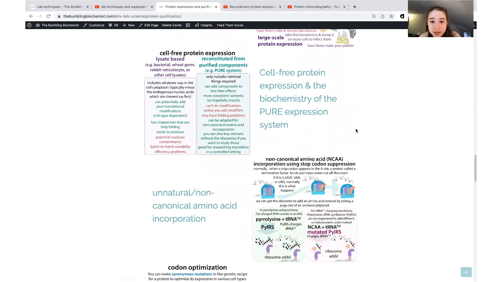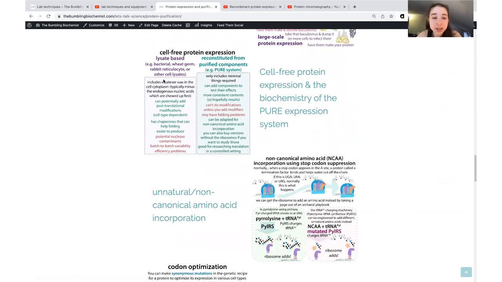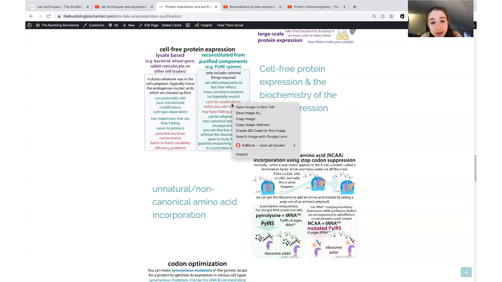There are also methods that are cell-free. Some of these are lysate-based. Basically you break open cells and then you make the protein in the broken open cells. Common methods for this are bacterial, wheat germ, rabbit reticulocyte, or other cell lysates. There's also reconstituting from purified components, the PURE system. And this is like what it sounds. You've mixed together the various things that you need for making a protein, ribosomes, amino acids, that sort of thing, and make it like that.